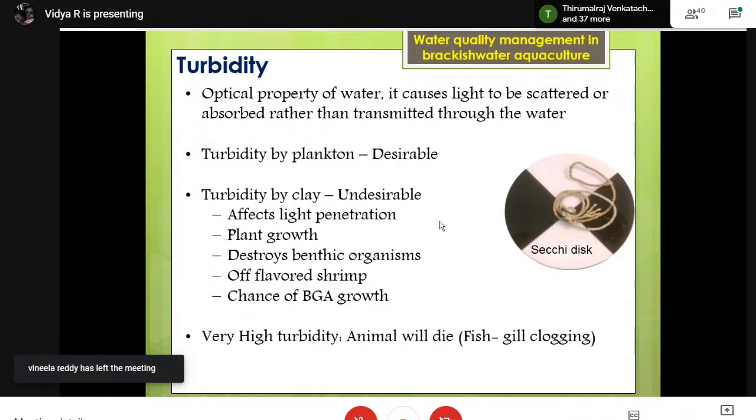So the turbidity due to clay will be harmful. It is undesirable. It can affect light penetration and plant growth, and destroy benthic organisms, favoring shrimps and algal blooms. So if turbidity is high, it can even kill the animal.